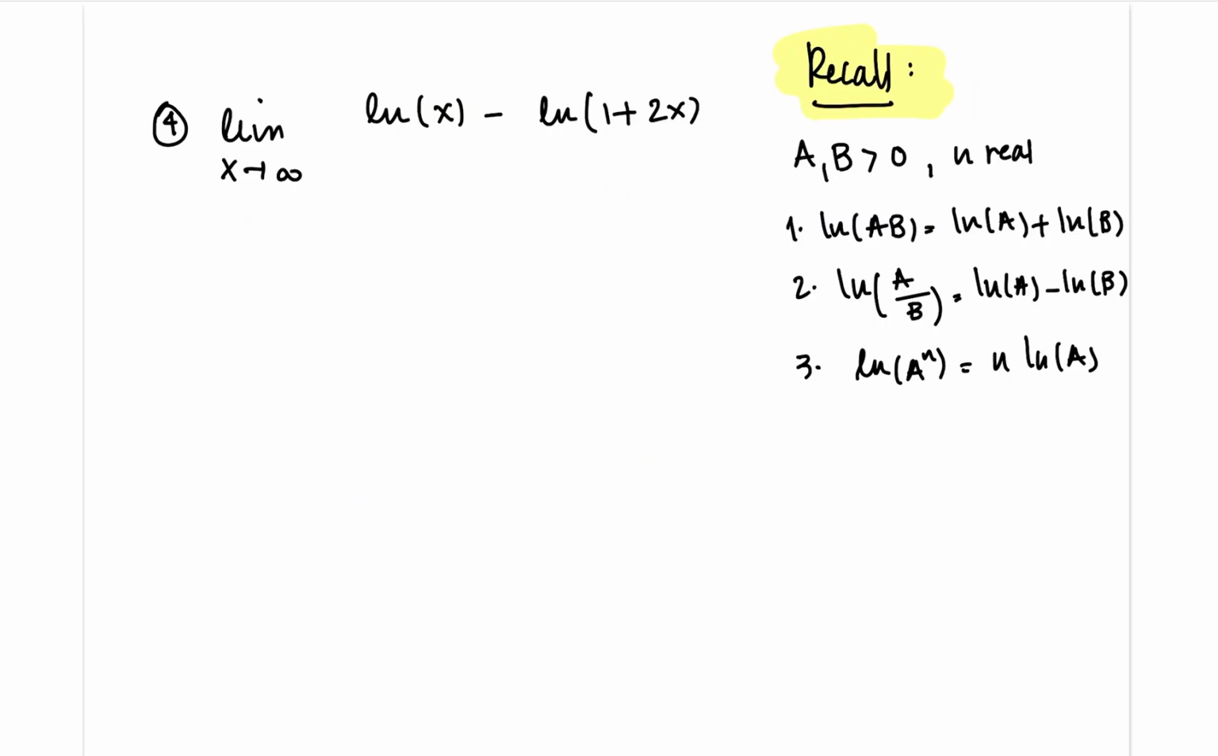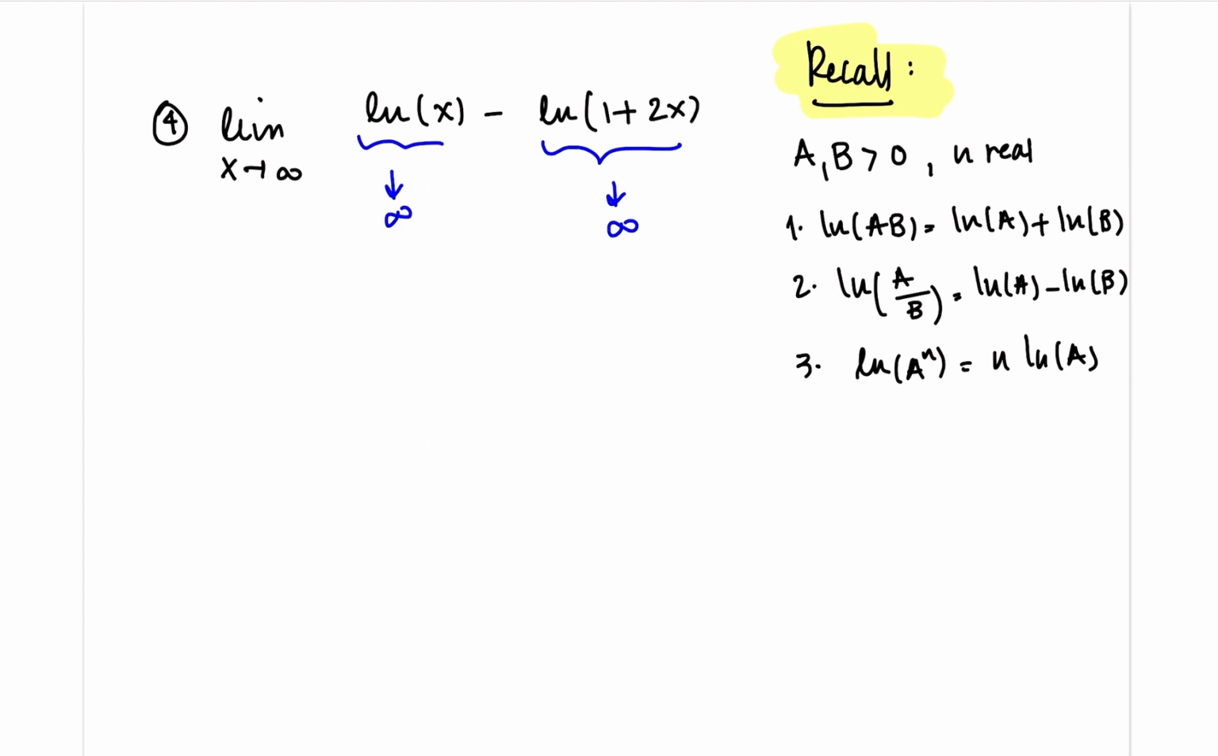Perfect. Okay, I have one last example for you. I want to find the limit as x goes to infinity of the natural log of x minus the natural log of 1 plus 2x. As x goes to infinity, this goes to infinity, and this goes to infinity. The problem is that infinity minus infinity, we don't know what that is. It's called an indeterminate form.